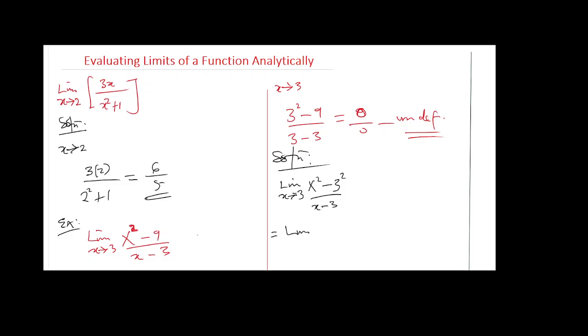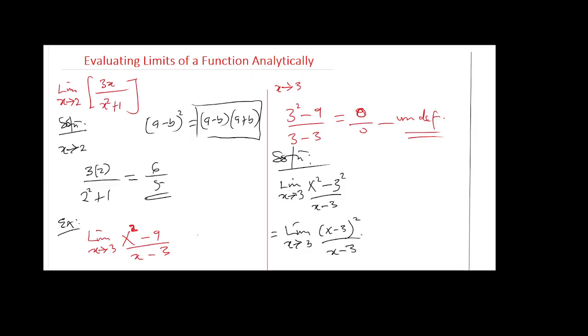So we are going to have the limit as x approaches 3 of x squared minus 3 squared all over x minus 3. And you know, difference of squares can as well be written as, if you have a squared minus b squared, it will give us a minus b multiplied by a plus b. So this is another way to write difference of squares.